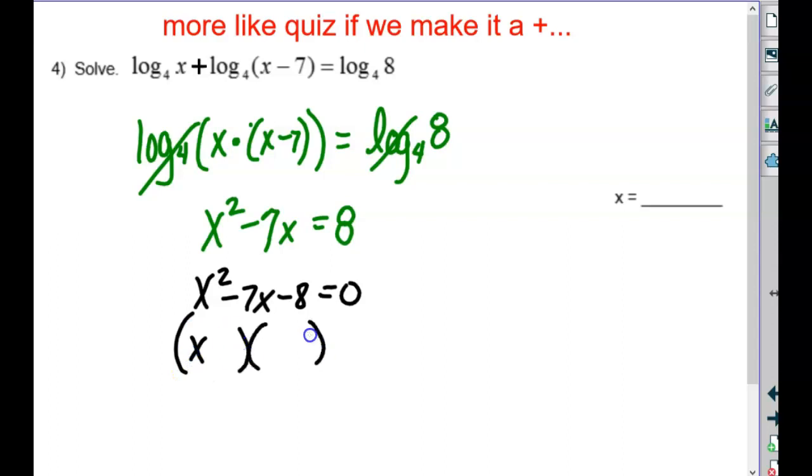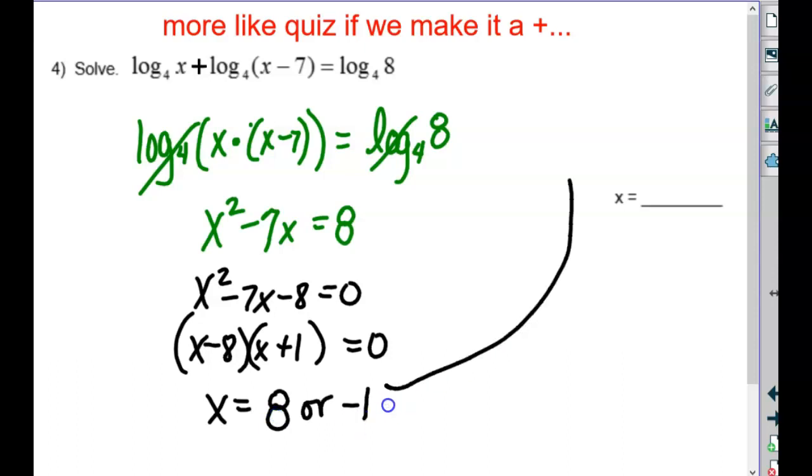There are factors of 8 besides 4 and 2, guys. Minus 8 and x plus 1. And then this. So we get 8 or negative 1. And if we put a negative 1 back in up here, we'd have negative 8, which we can't take the log of. Is 8 enough? Will 8 work? Yeah, we want. Yeah.